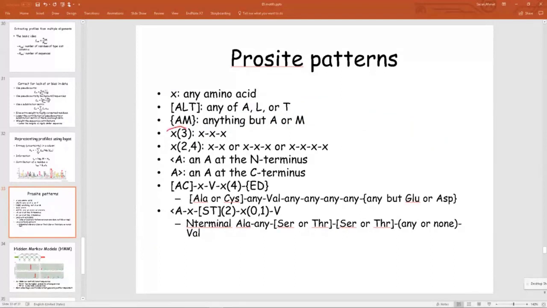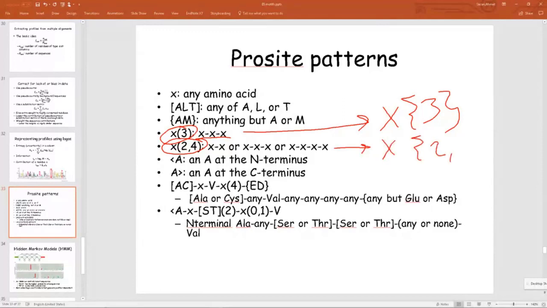And then in PROSITE, they have X parenthesis 3, which means 3 X's. In MATLAB, we write that by X curly bracket 3. In PROSITE, X parenthesis 2, 4 means it could be 2 X's, 3 X's, or 4 X's. In MATLAB, we do that by saying X curly bracket 2, 4. At least 2 X's, at most 4 X's.